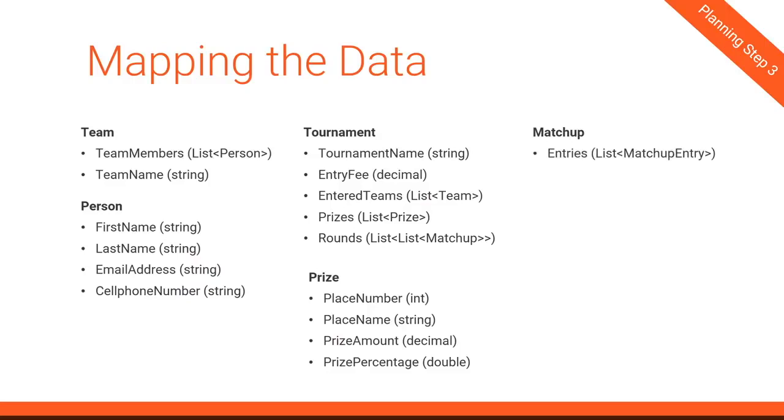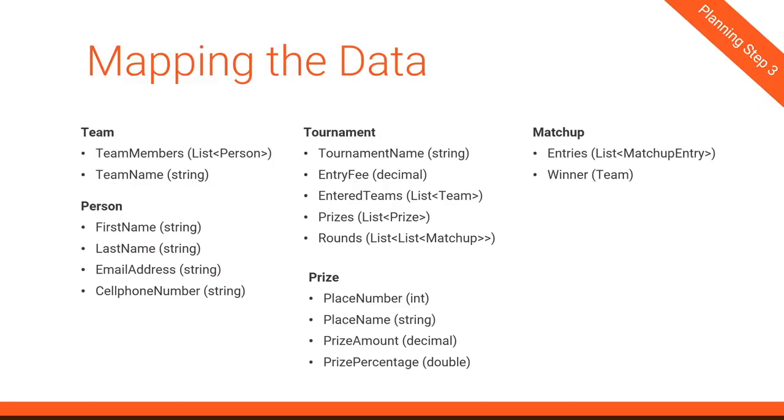And in the matchup object, we have entries, which is a list of matchup entry. What's a matchup entry? We'll get to that. But the idea is that a matchup entry would be one person. And so we'll have more than one person in a matchup. Obviously, we'll have at least two. And in fact, this system is designed for just two. But we'll still have that called a list.